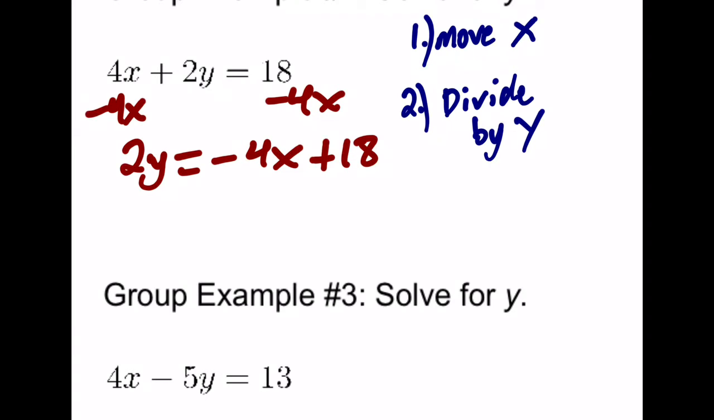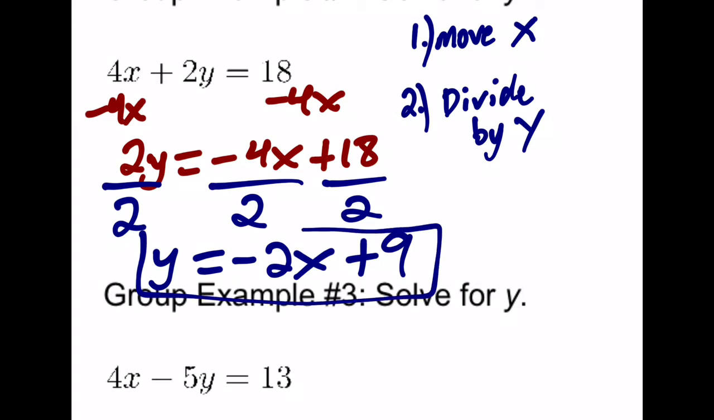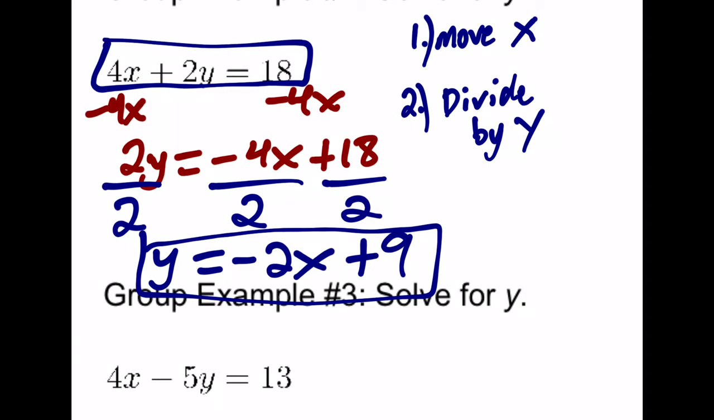What's in front of y? A 2. When you divide, you divide every single term, not just once on the left and once on the right. This gives me y is equal to negative 2x plus 9. And now I'm in slope-intercept form because it looks like y equals mx plus b, instead of something x plus something y equals a number.